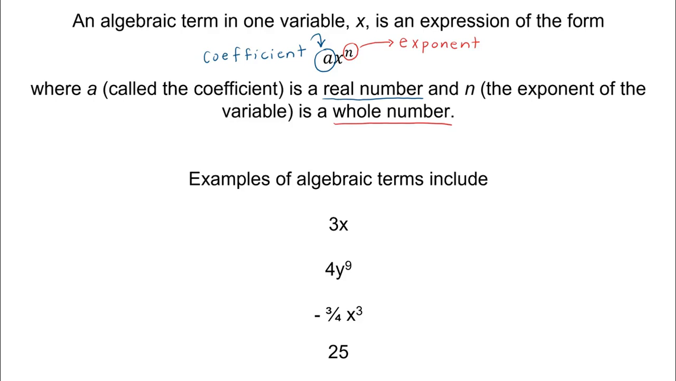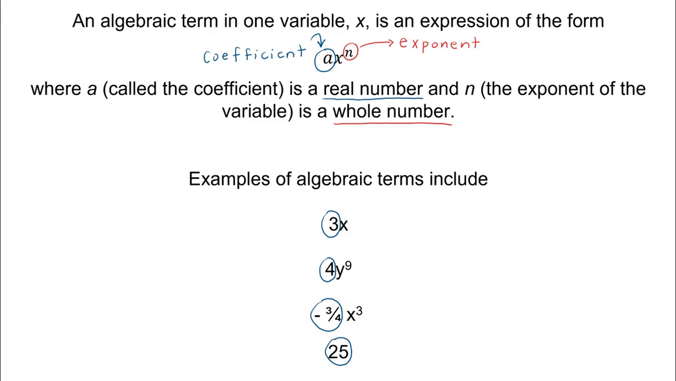The coefficient of the first term, 3x, is 3. The coefficient of the second term, 4y to the ninth, is 4. The coefficient of the third term, negative 3/4 x to the third, is negative 3/4. And the coefficient of the last term, 25, is 25. We'll talk more about this in just a second.